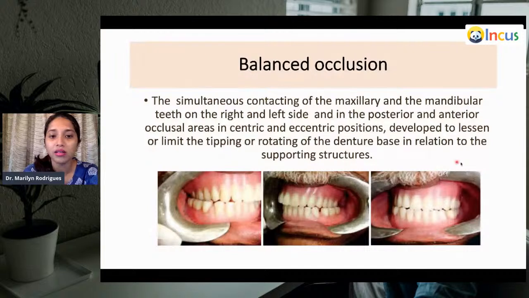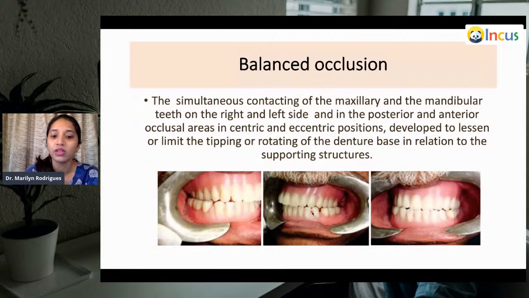Basically, it's a very long and maybe complicated definition, but to make it simple and summarize what they are trying to say, which is very important to understand before we go into the details of balanced occlusion: whenever movement occurs, as you can see in these pictures, whenever you're moving your dentures to the right or the left or the front, doing protrusion, retrusion, any lateral movements, in centric or eccentric, on the right and the left side, anytime there should be contacts.